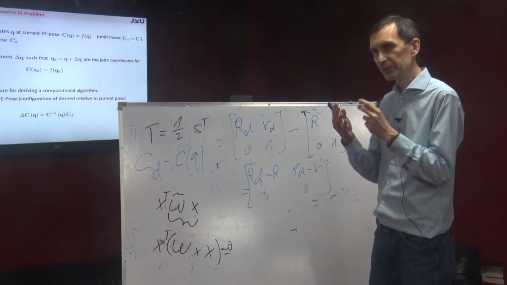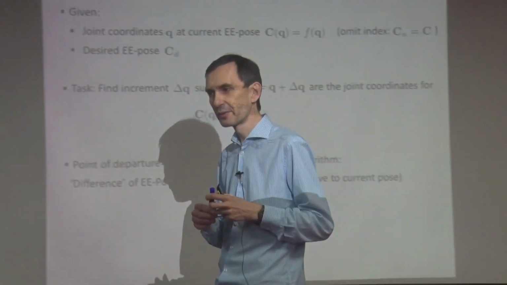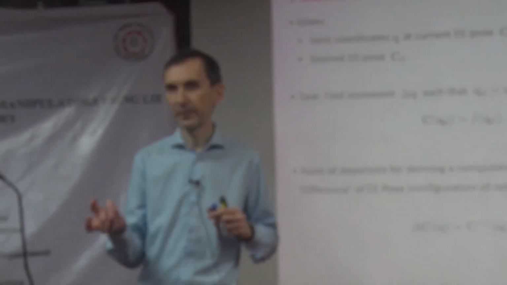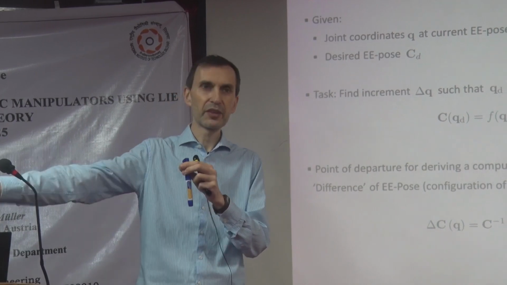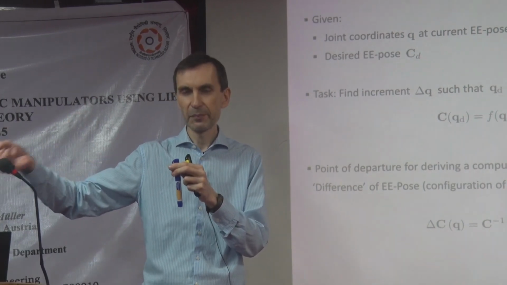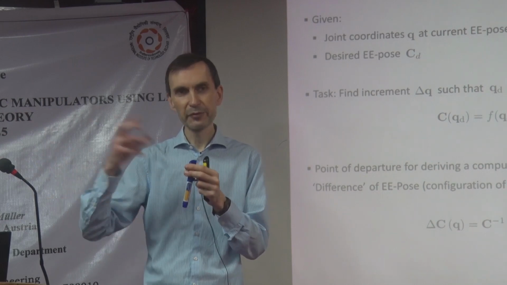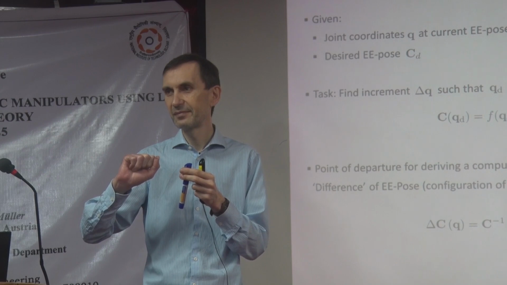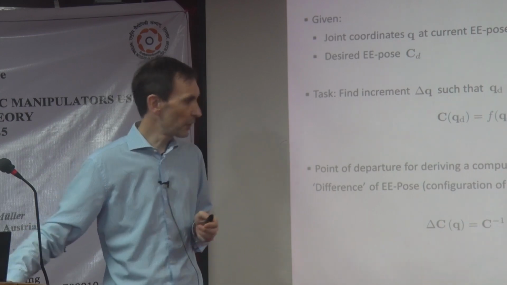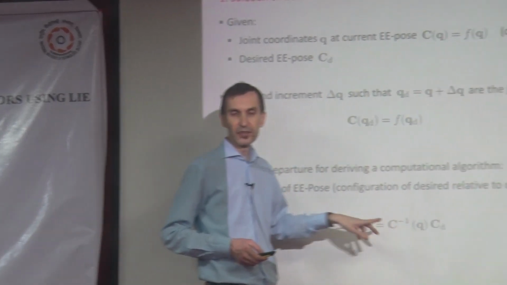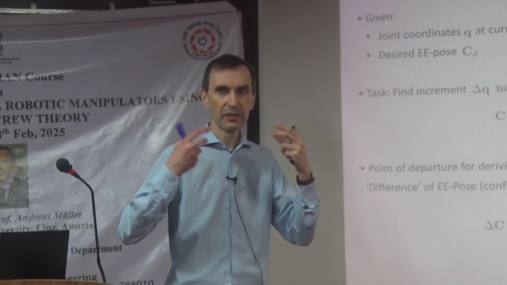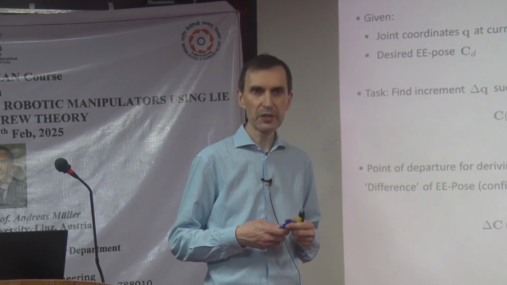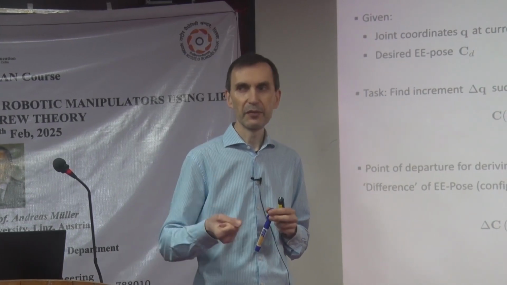And also, what I would like to know, when I say error, is the relative displacement of my current end-effector pose relative to the desired pose, or the other way around, doesn't matter. And how do I get the relative displacement of two frames? Exactly, it's a transformation. So you take the inverse times CD, and then you get a proper homogeneous transformation matrix that describes a proper frame transformation.